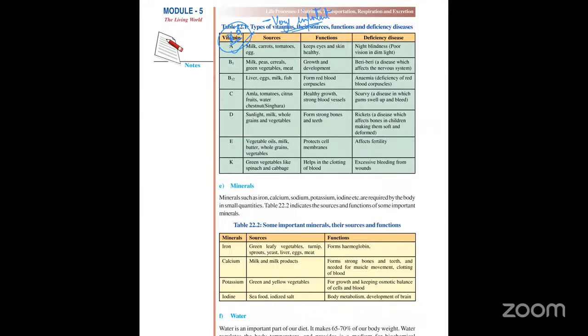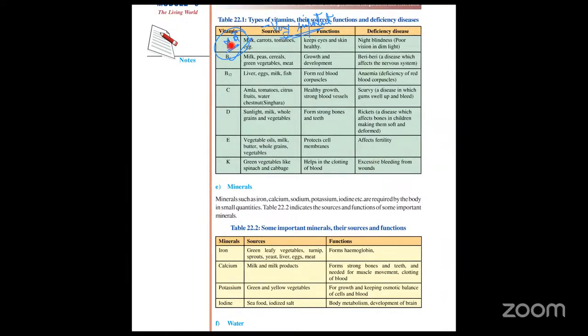So you can check that vitamin A is found in milk, carrot, tomatoes, and deficiency of it will lead to night blindness. Night blindness is the blindness that occurs only at night, meaning at night you can't see objects because of the dim light. This is called night blindness. It occurs because of vitamin A deficiency. So these are the important things that you have to learn.